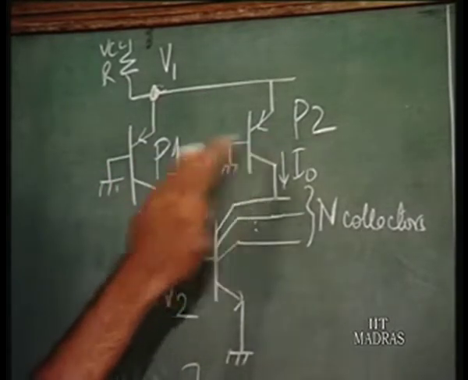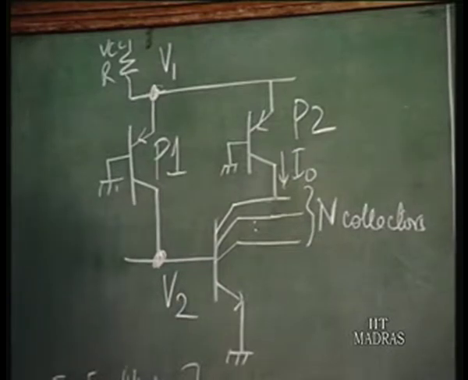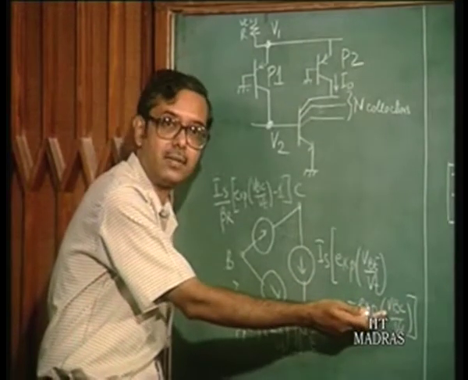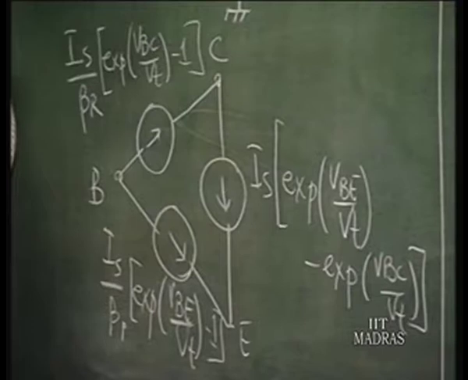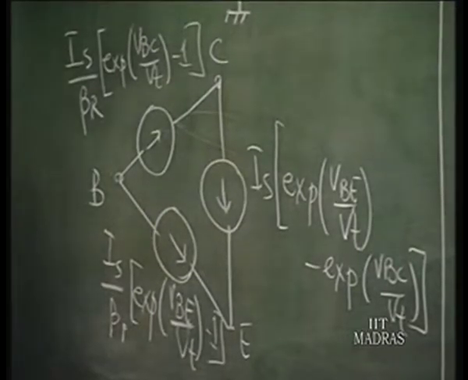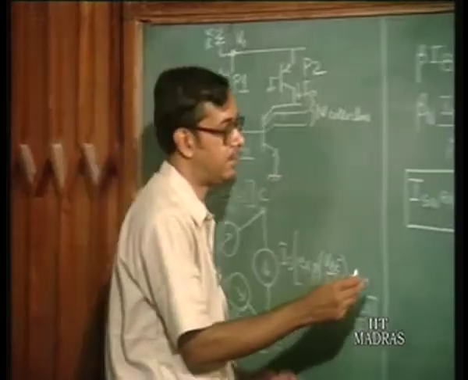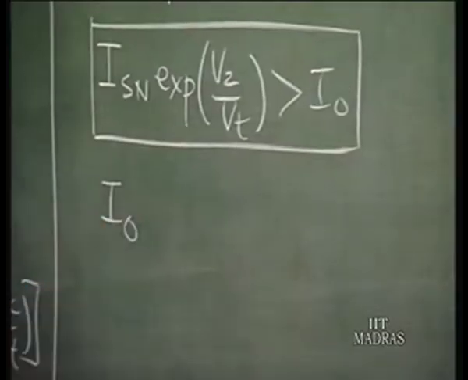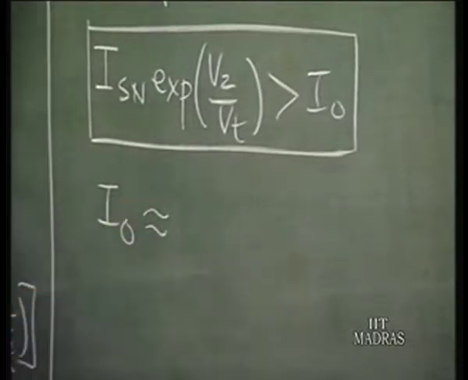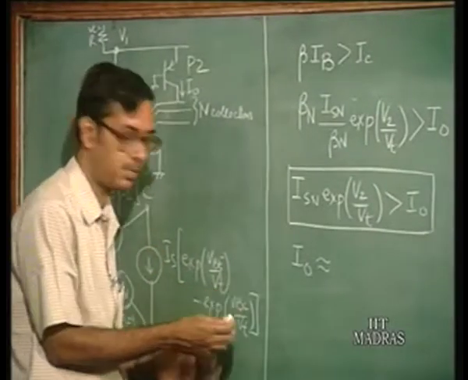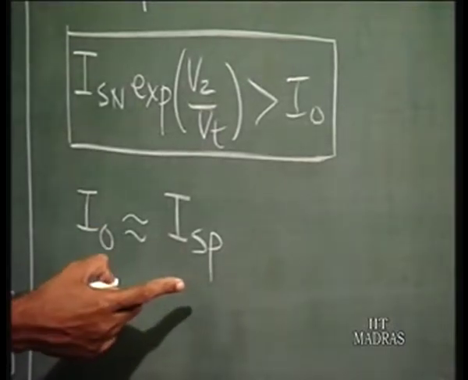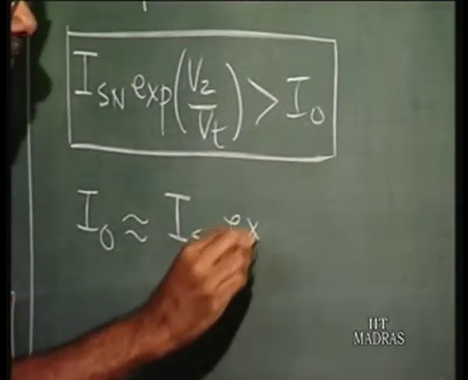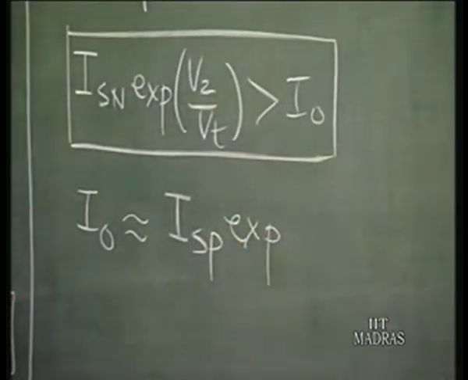P2 is in the active region, so here we can say VBC for the P2 transistor is much less than VBE. The base collector voltage is much less than VBE, so the collector current can be expressed as I naught, where this term is going to dominate and all the VBC terms are small. So you can write ISP, where ISP stands for the IS of the PNP transistor, times exponential VBE by VT for the PNP.